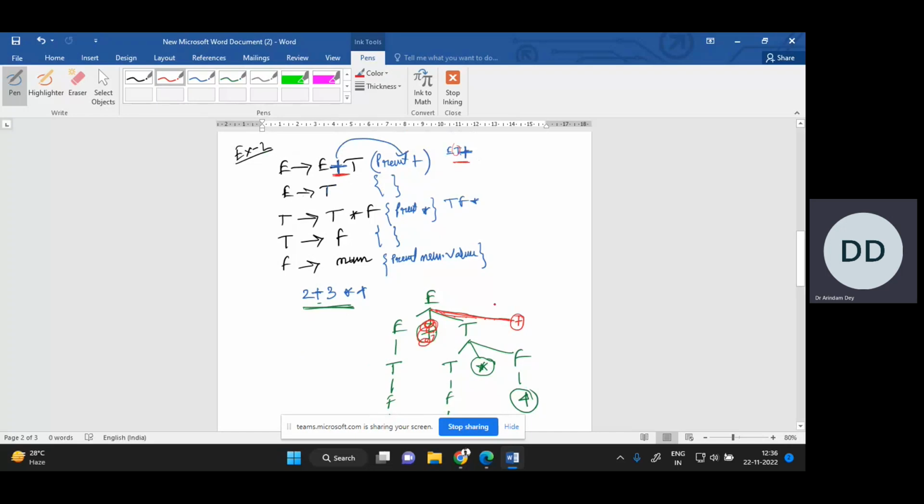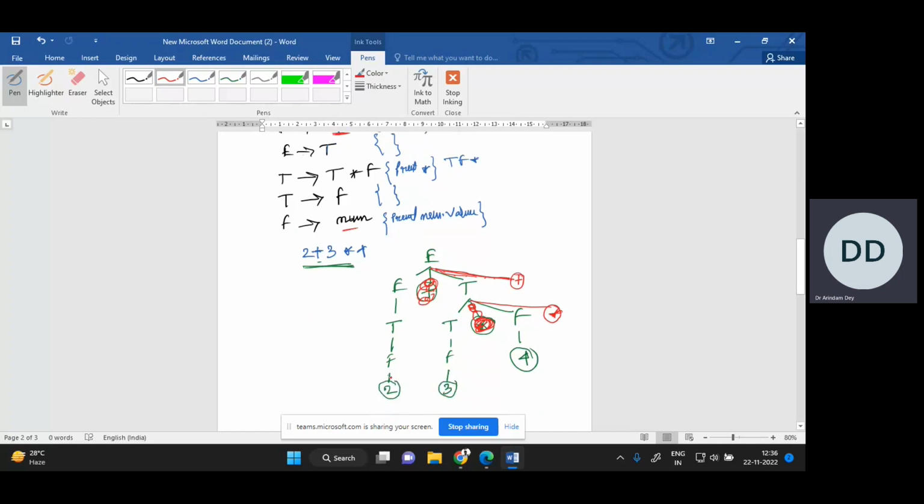For star, again the star will come here, and I am also erasing. You should not erase here. For your understanding I am erasing, but you should not do that in your exam copy. So star is coming here. For F, I am directly taking the value of num. So for F, it gives the value num directly. No changes are there, right? This is the expression that we have obtained.